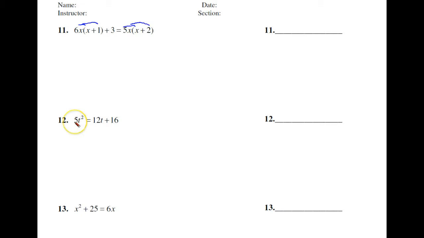This is going to be a is 5, b is going to be a negative 12, and c is going to be a negative 16. Here a is 1, b, when it comes over, will be a negative 6 on this side, and c is a positive 25.